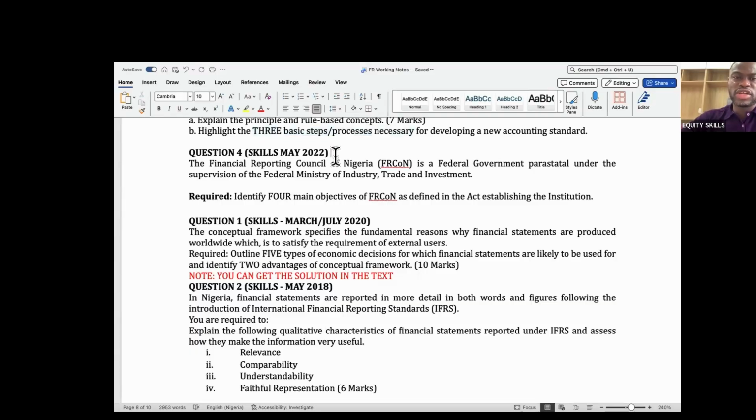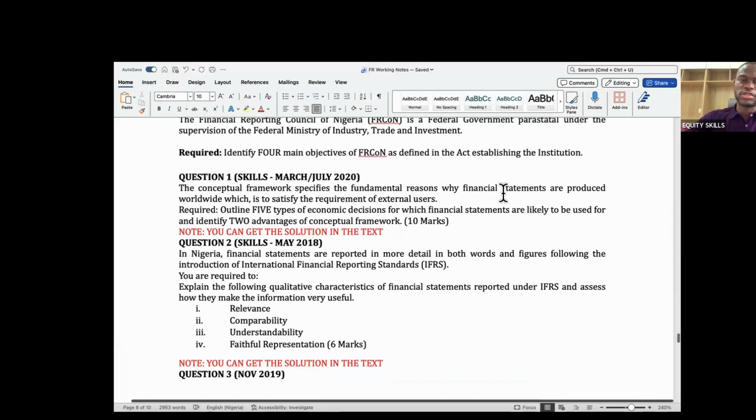Another question, they said the Financial Reporting Council of Nigeria is a federal government's parastatal under the supervision of the Federal Ministry of Industry, Trade and Investment. Required, identify 4 main objectives of the FRCN as defined in the Act establishing the institution. We have done this one before because they have asked it in another diet, which you have looked at.